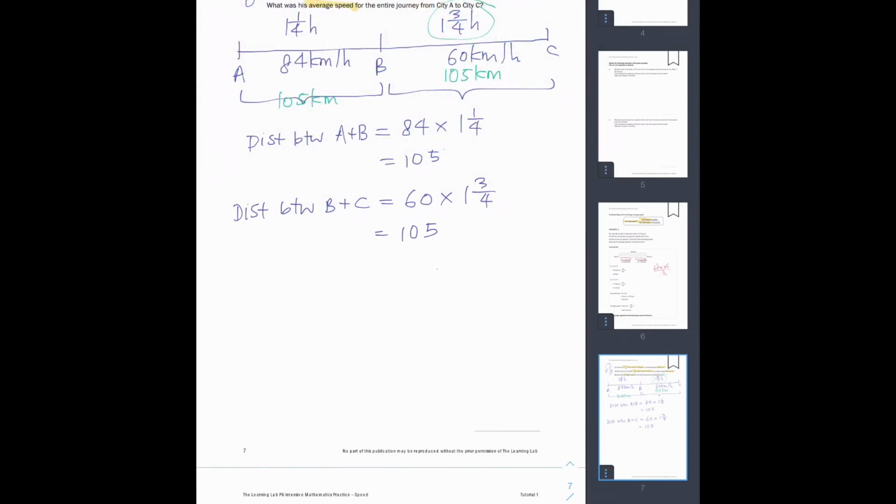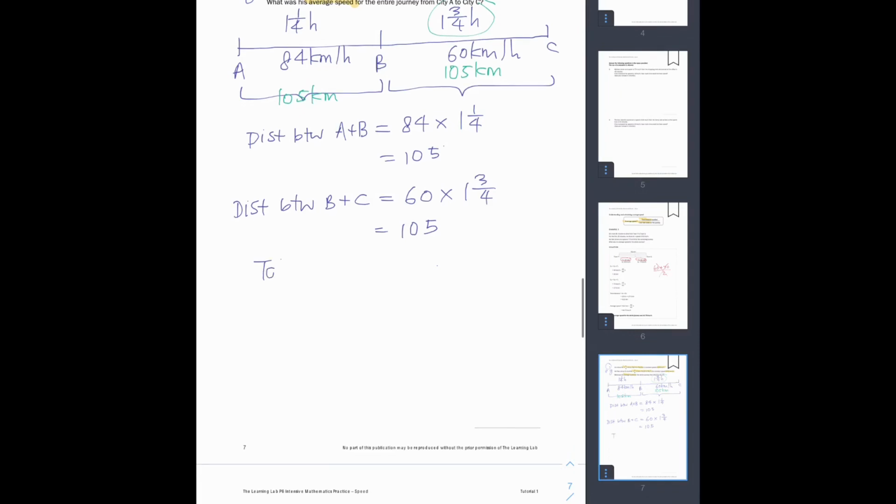Okay, so the total distance would be 105 times 2, which is 210. Total time taken, we add the time together, 1 1/4 hours and 1 3/4 hours. Again, if you want to put units, put it all around, not just for one part, so you can't do this. Make sure that your presentation is consistent. So that will be 3 hours.